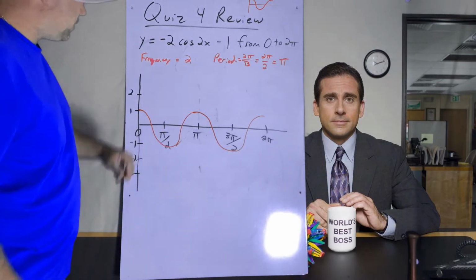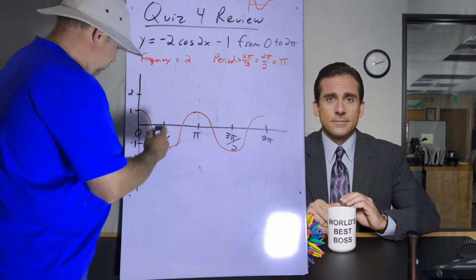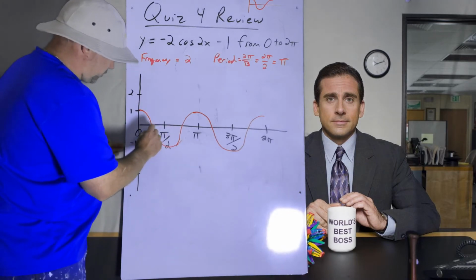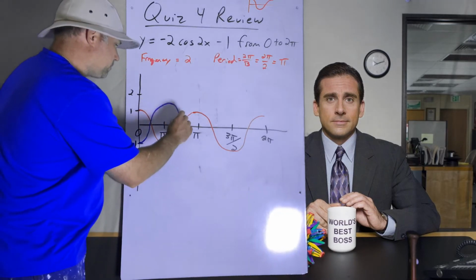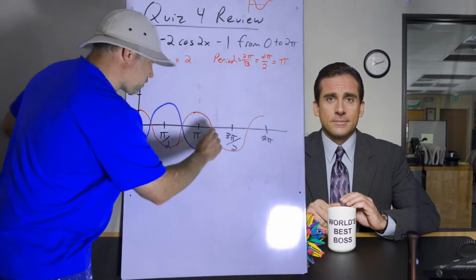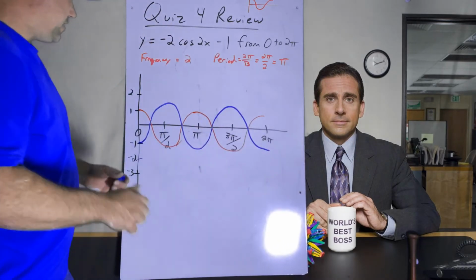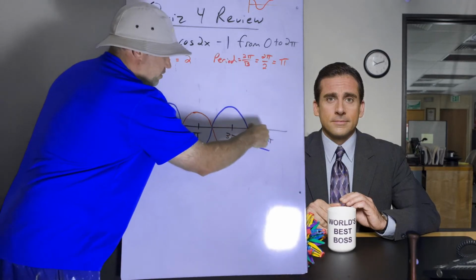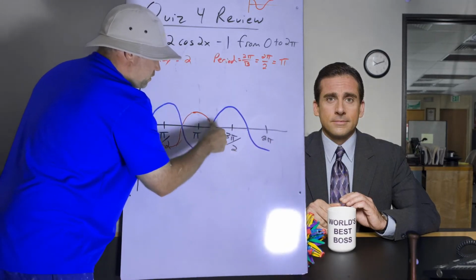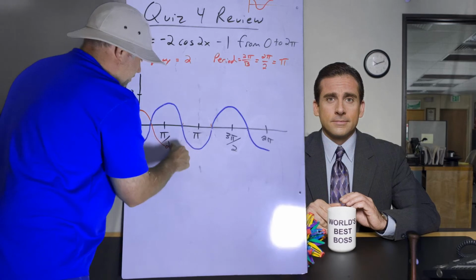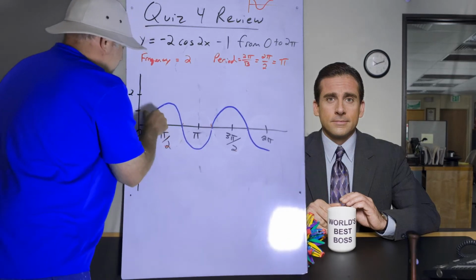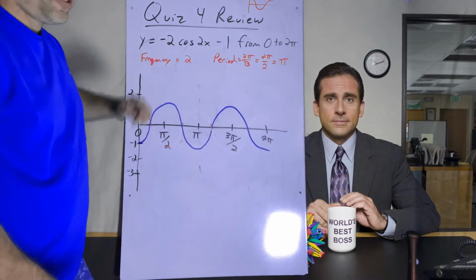So this negative means I've got to reflect it over the x-axis. So in blue, this graph is now going to look like this. And that is now reflected, and I'm going to erase the red. All right. Okay, now I'm going to do my stretch of 2.